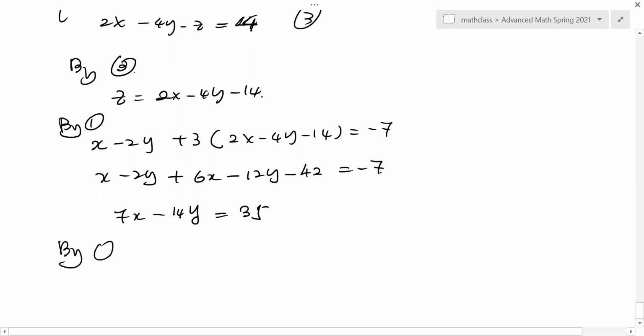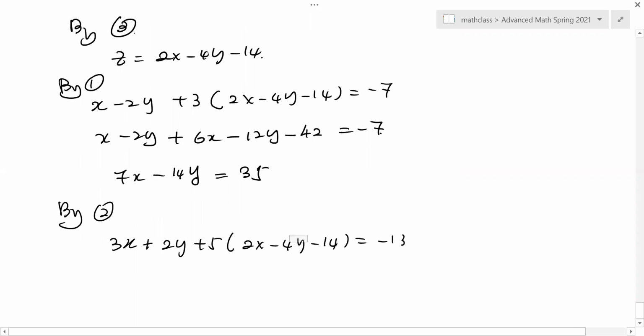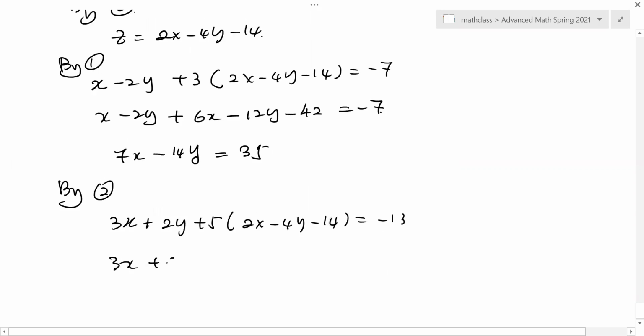Then use the second equation. Second equation, 3x plus 2y, and here's 5z. So this is 2x minus 4y, and that is negative 13, okay? So 5z, in the place of z replaced by 2x minus 4y minus 14. So 3x plus 2y, and here's 10x, 20y, and 14 times 5 is going to be 70, right?